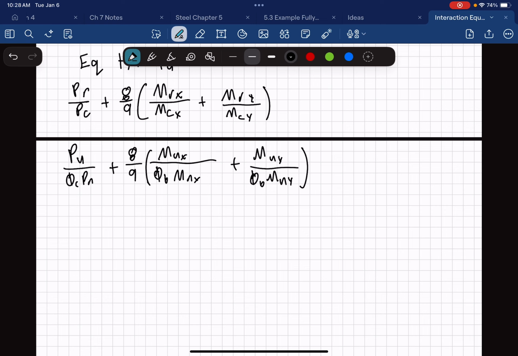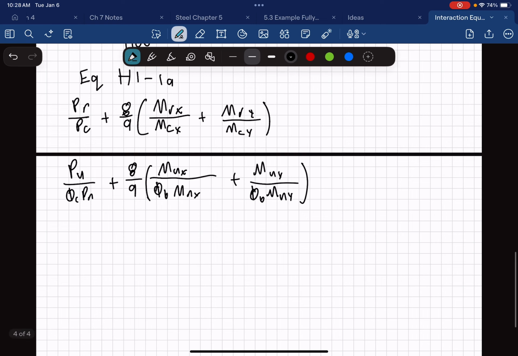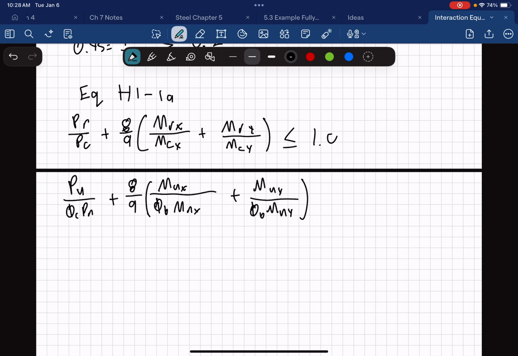And that's pretty much all we have to do. Oh, and also, these have to be less than or equal to 1.0. And this is what's going to determine whether the member is adequate as a beam column for both types of loading.